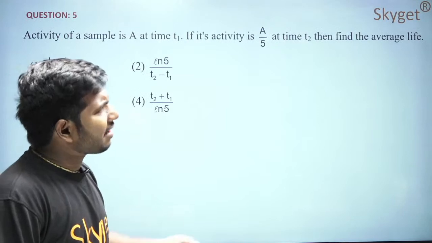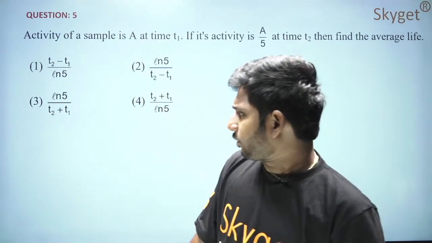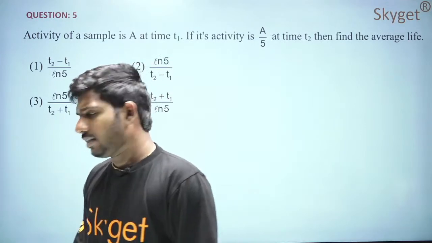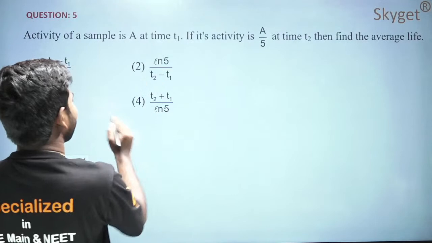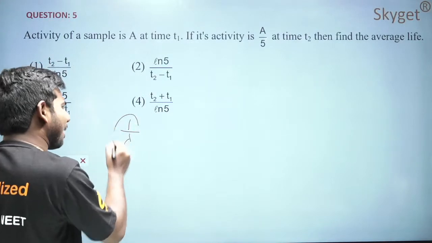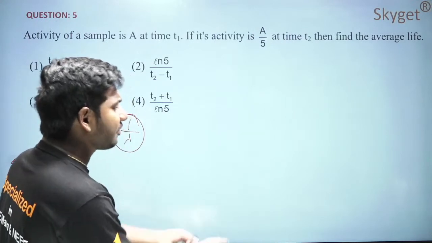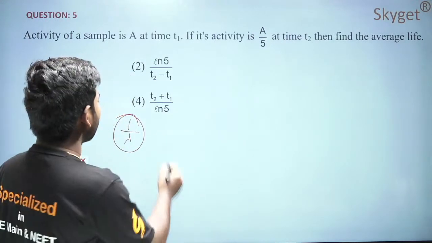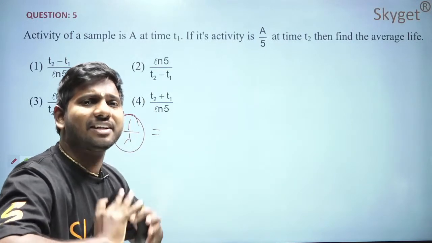Now, average life, students. This is also a question based on modern physics, from the topic nuclei and radioactivity. In radioactivity you have studied this; he is asking what the average life is. Average life we know is 1 by lambda, whereas half life is ln 2 by lambda. So if average life is 1 by lambda, how do we arrive at the conclusion of 1 by lambda?